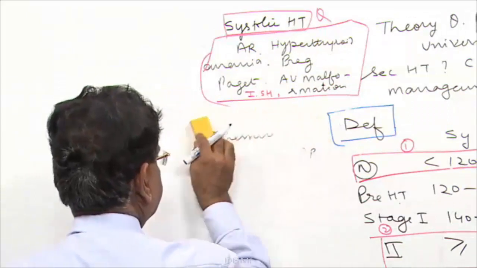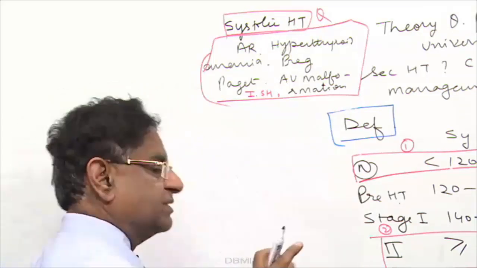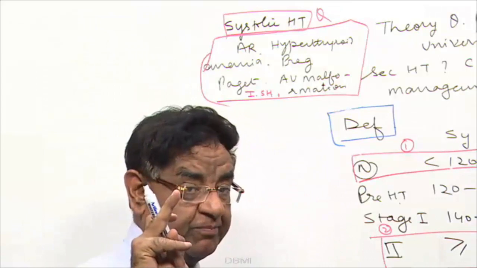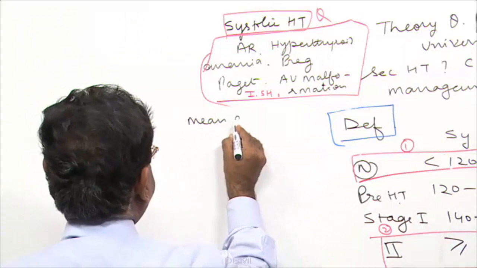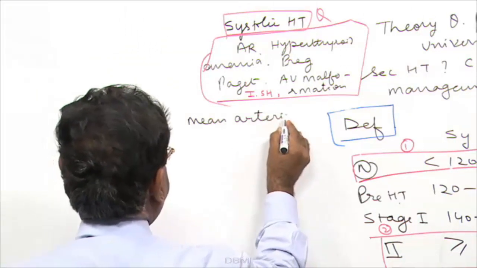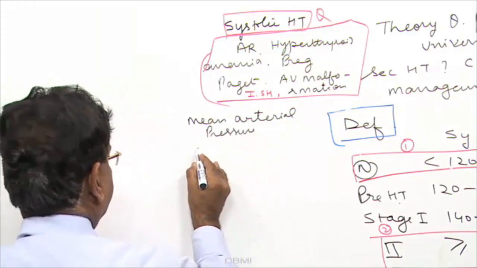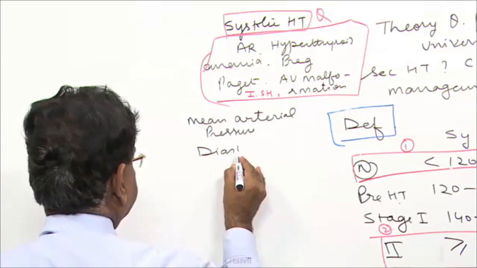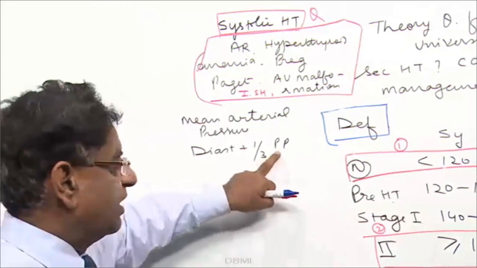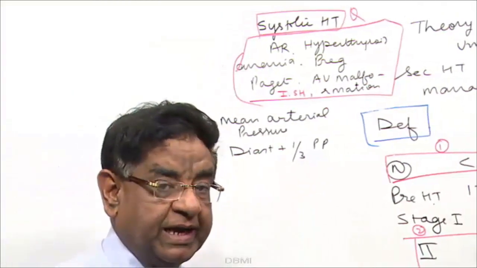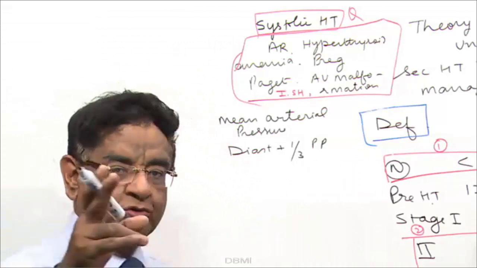Now, what is mean arterial pressure? This is very frequently asked, you should write it in your theory also, and it is very important for MCQs also. Mean arterial pressure is diastolic plus one third of the pulse pressure. Pulse pressure, I told you just now, is the difference between systole and diastole. So let's take an example. All of you also calculate.